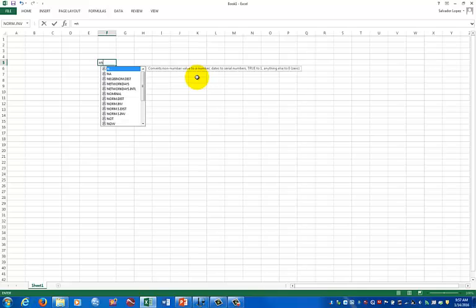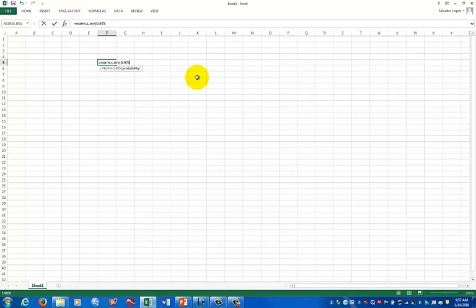All right, so let me type first NORM.S, and since we are not trying to find a probability, we're trying to find a z-value, we need to use the INV command, inverse. And in parentheses, we just have to specify the cumulative area, or the lower tail area. Close, enter. Notice the value will be 1.96 approximately.